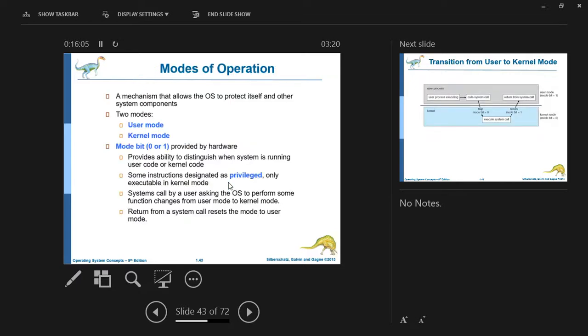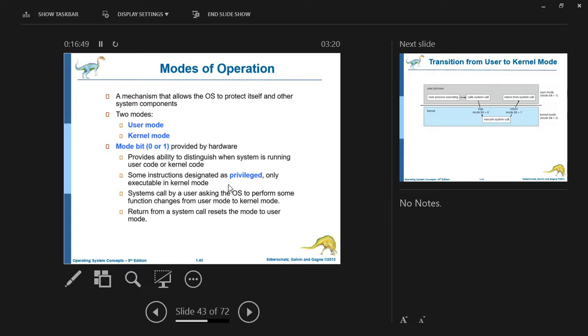As for the modes of operation, when you switch on the system, there are two modes running in parallel. One is user mode, another is kernel mode. The mode bit, 0 or 1, determines how the mode switching takes place, because all devices are communicated with using signals, which are most of the time 0 or 1, either enable or disable. It provides the ability to distinguish whether the system is running in user mode or kernel mode, with the help of this mode bit.